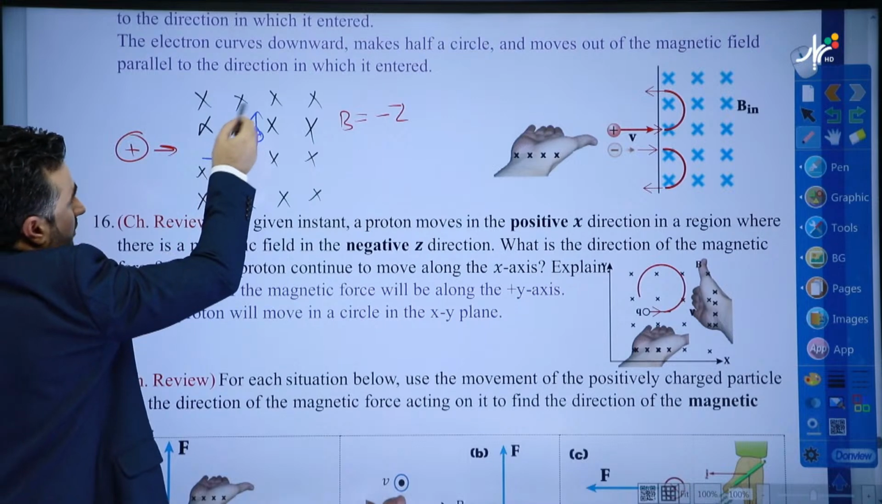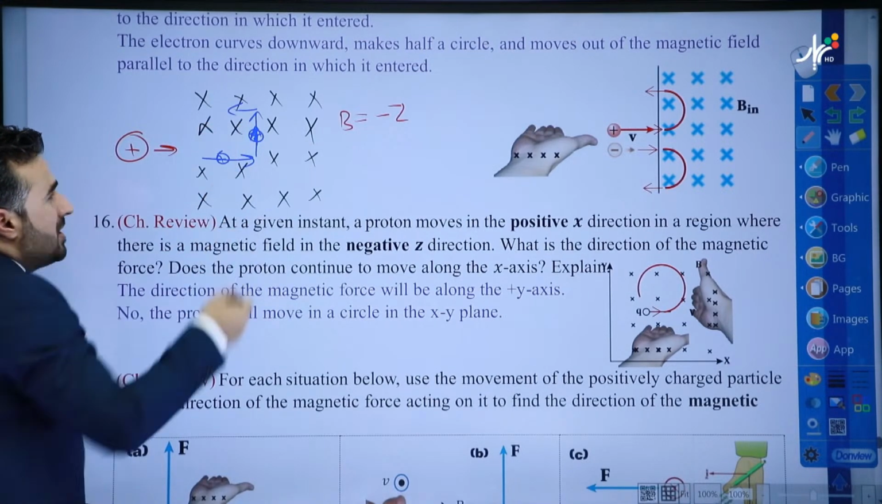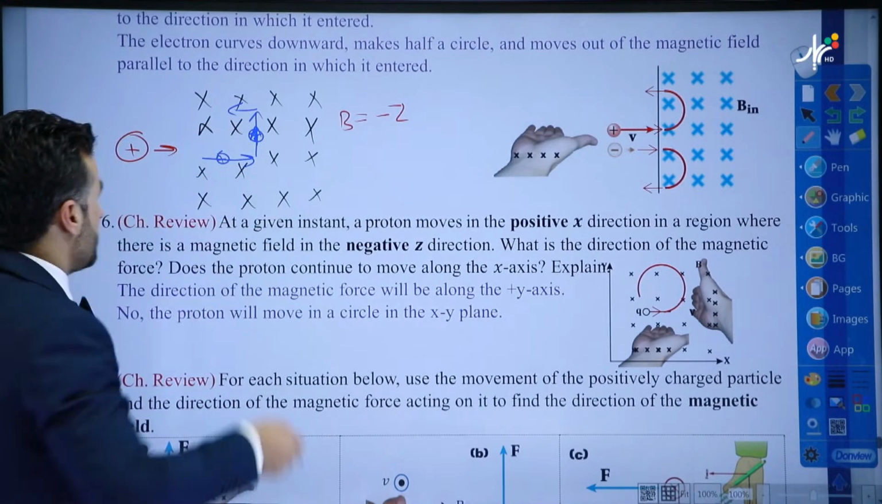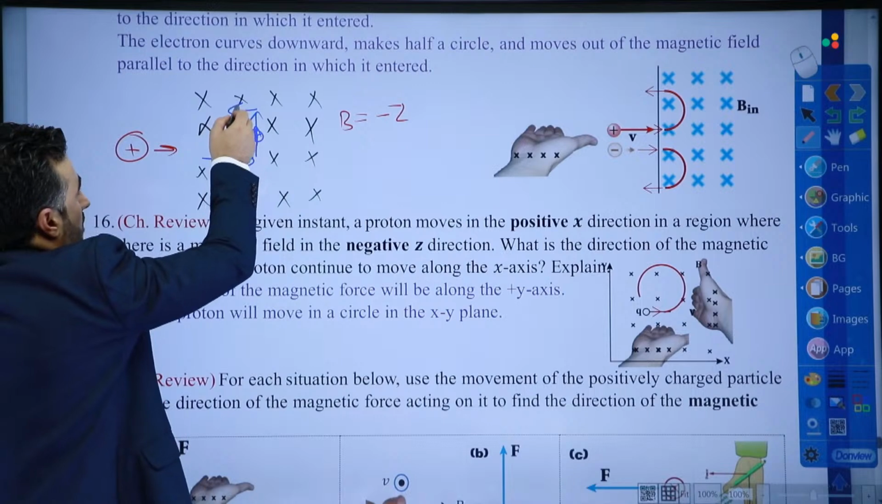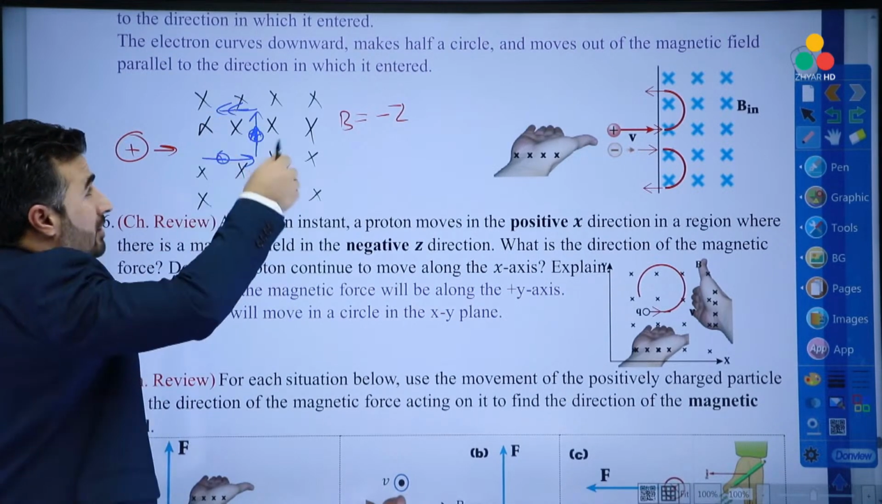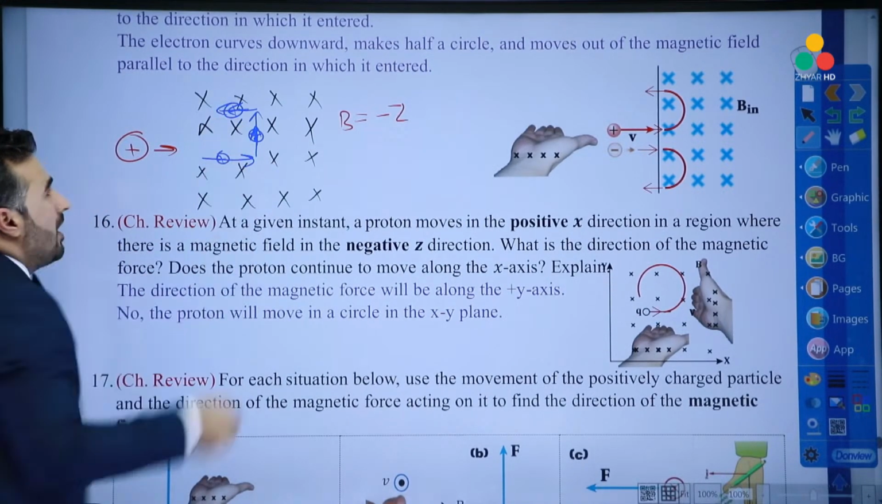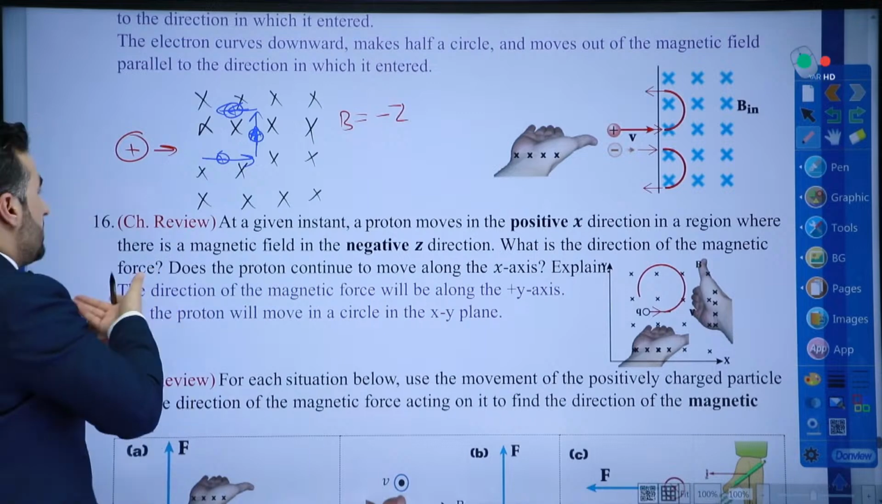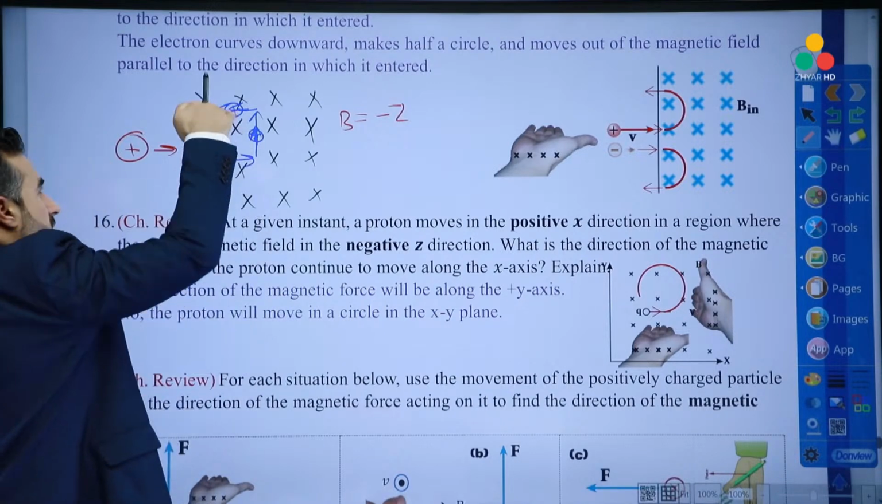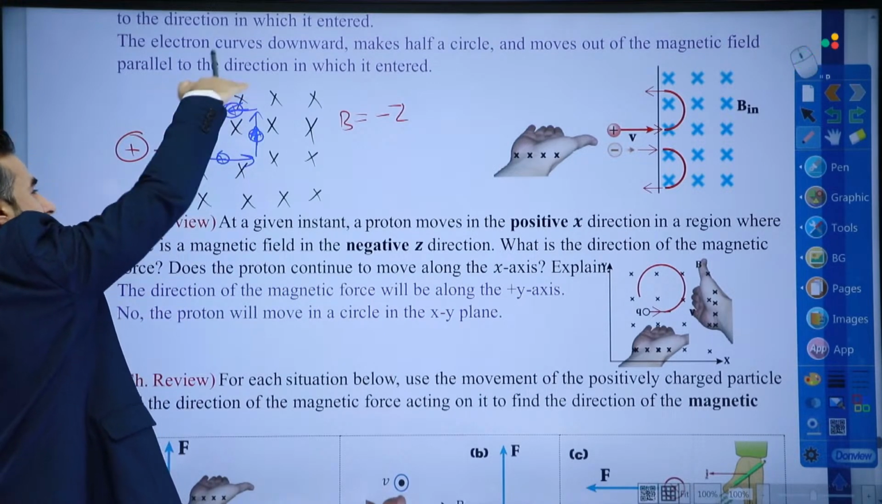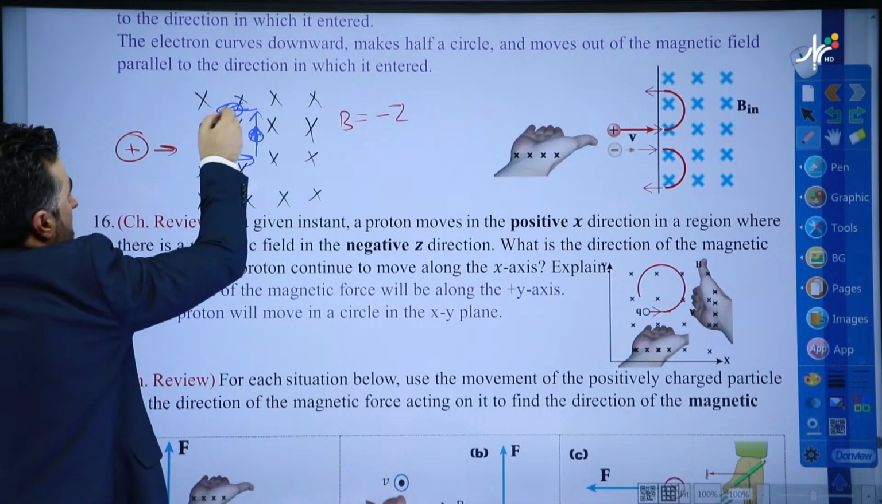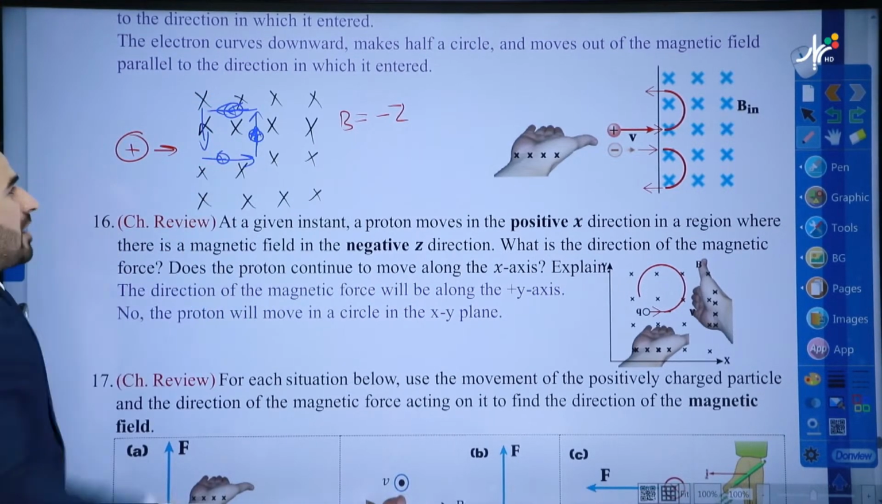You can see that the force is going to be in this direction. So of course this proton is going to change its direction. But what about the force on the proton once it is at this point here? Take a look one more time. This is the direction of the magnetic field and this is the direction of the motion. So the force is going to be downward. Here is the force downward on this.